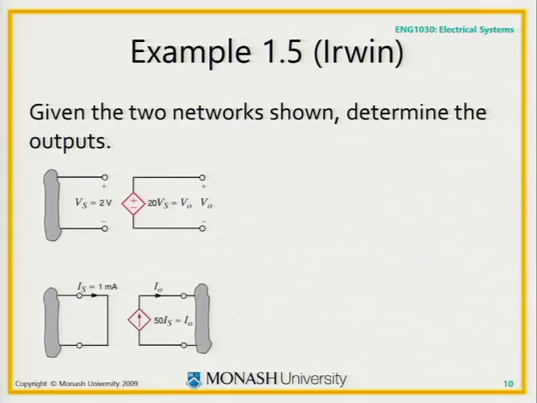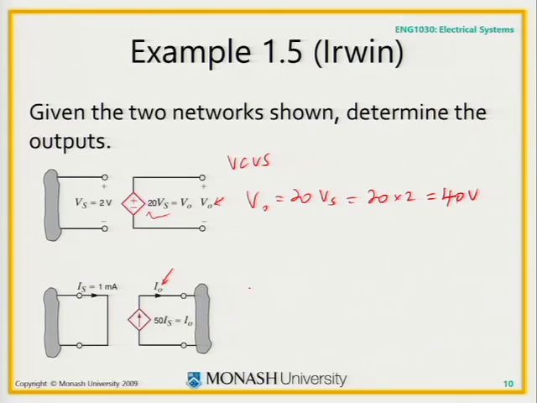Okay, so here's an example. Given our two networks shown here, what are our outputs? So the outputs here are VO, and over here the output is IO. So we've got a voltage-controlled voltage source, and the value of the output voltage VO is equal to 20 times Vs. So VO must be equal to 20 Vs, which must be equal to 20 times 2 equals 40 volts. Okay, so that's fairly simple.